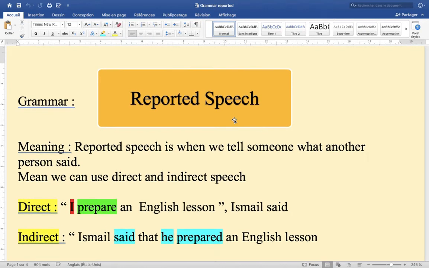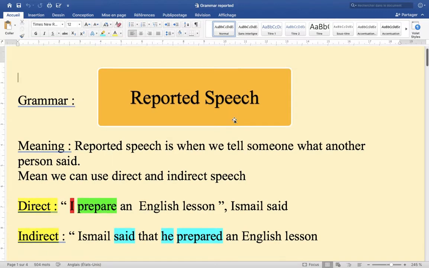Okay, so I think a report speech is so easy, but it's based on all the tenses that we have in English. So before we start, we should revise all the tenses that we have in English, or the rules of the tenses, like simple present, present continuous, simple past, past continuous, past perfect, etc. We should revise them so as to explain report speech.